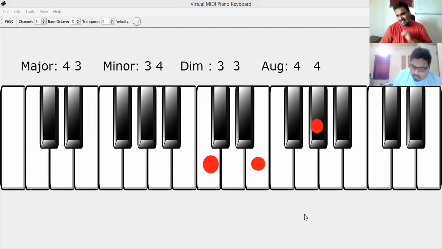So it has a very surprise kind of a sound. Diminished has a spooky kind of a sound. Try playing a diminished chord, just play B diminished.